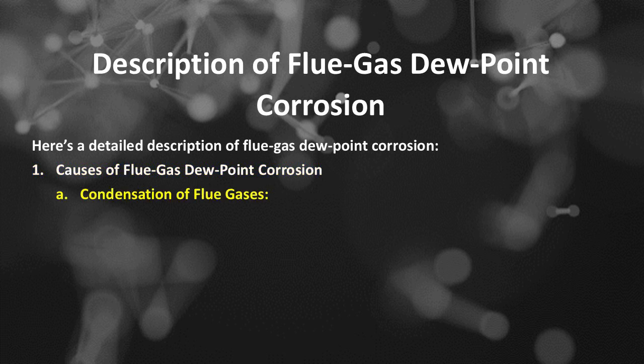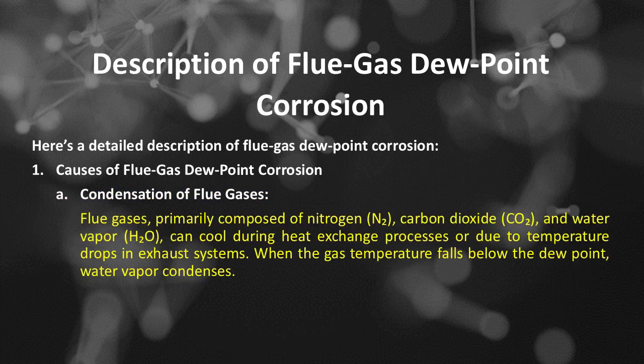A, of causes of flue-gas dew-point corrosion is condensation of flue gases. Flue gases, primarily composed of nitrogen, N2, carbon dioxide, CO2, and water vapor, H2O, can cool during heat exchange processes or due to temperature drops in exhaust systems. When the gas temperature falls below the dew point, water vapor condenses.